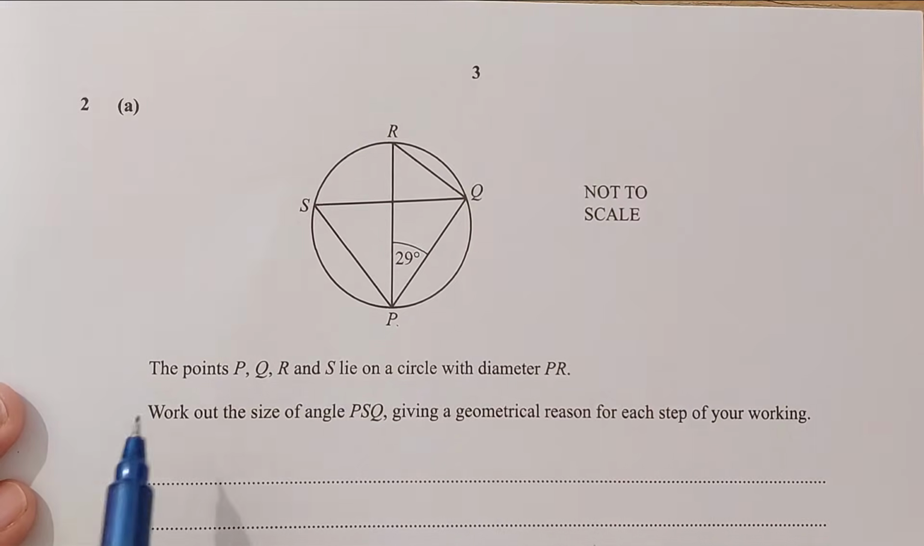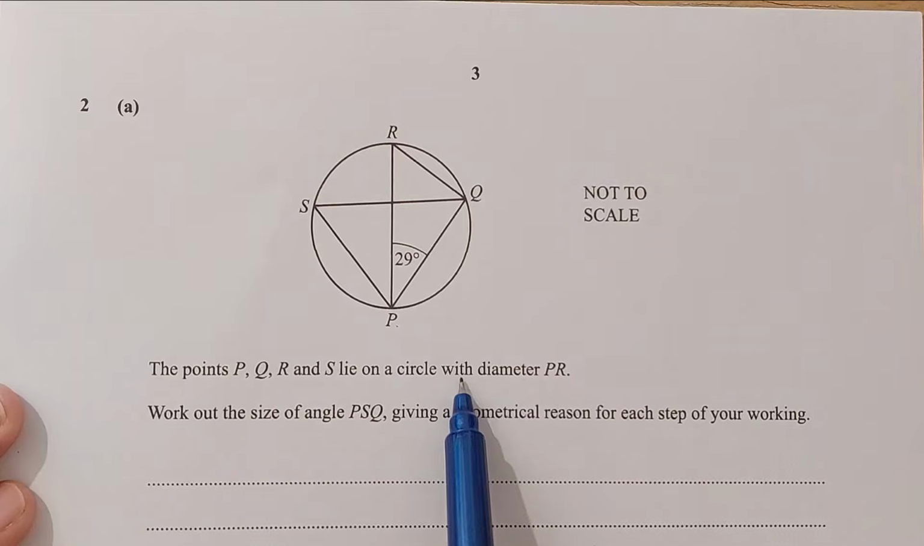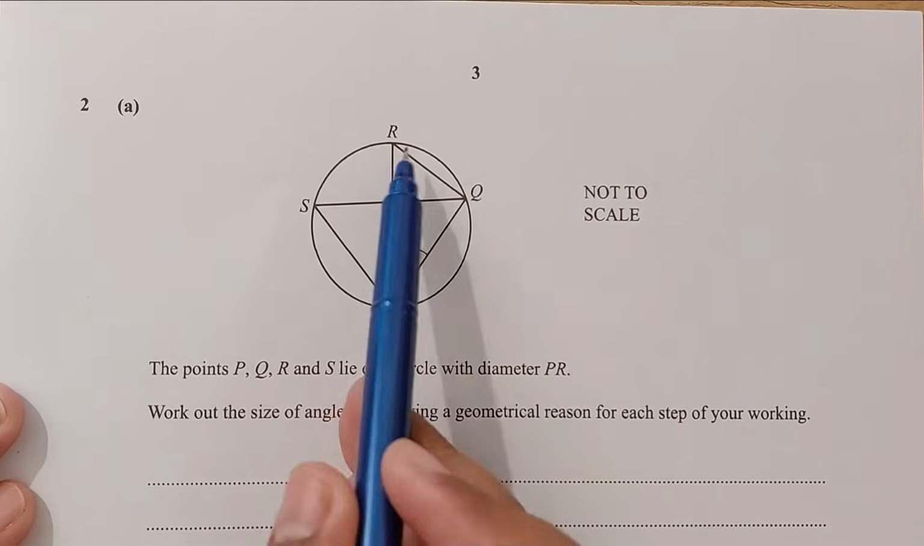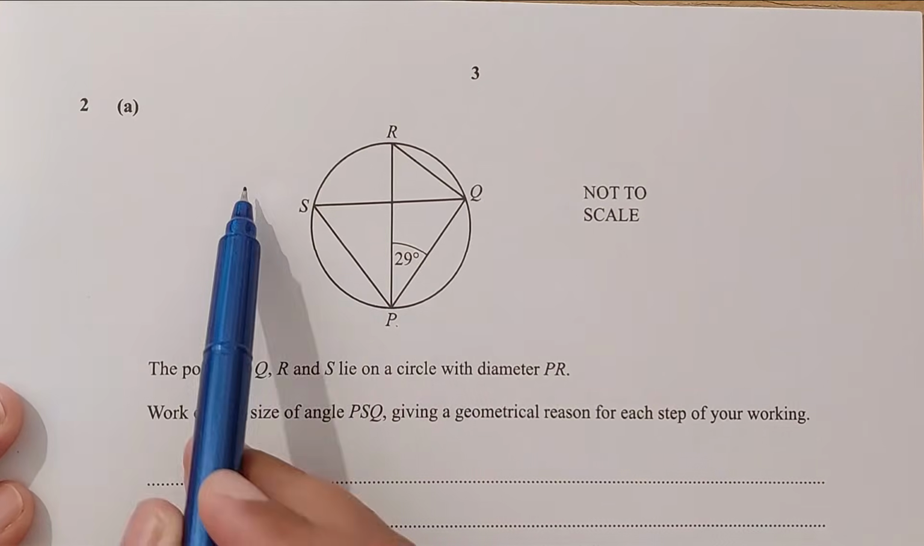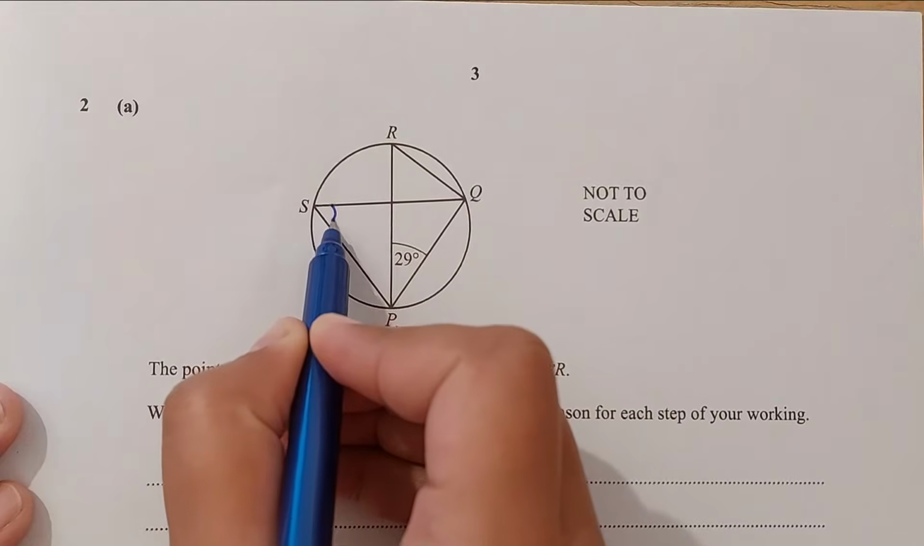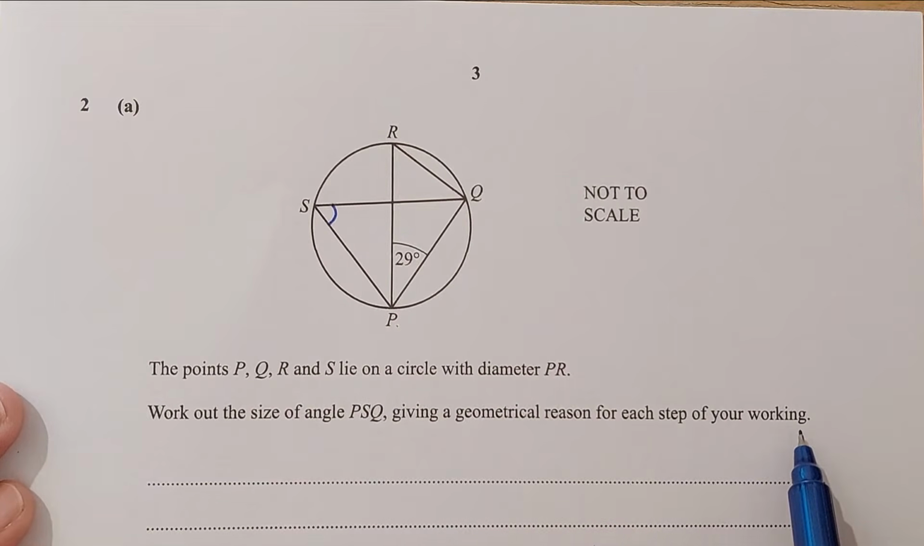Question number 2, part A. The points P, Q, R and S lie on the circle with diameter PR. Work out the size of angle PSQ, giving a geometrical reason for each step of your working.